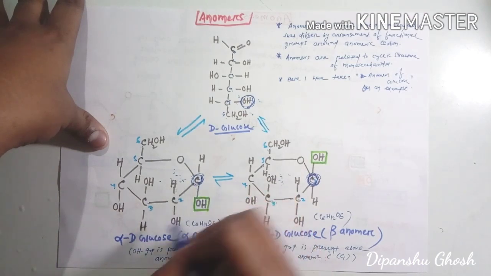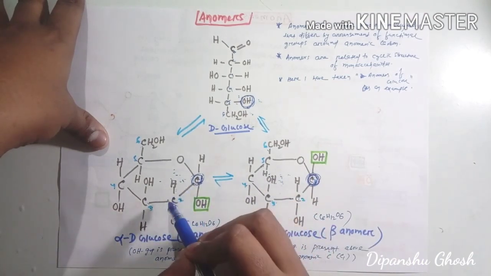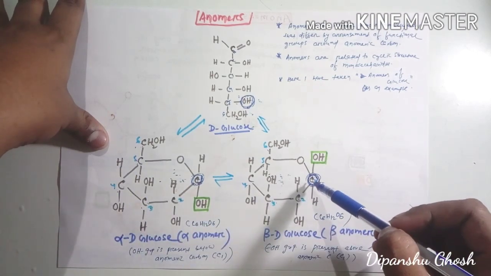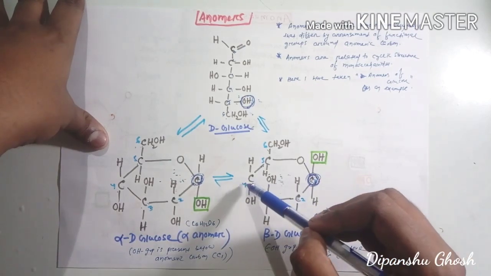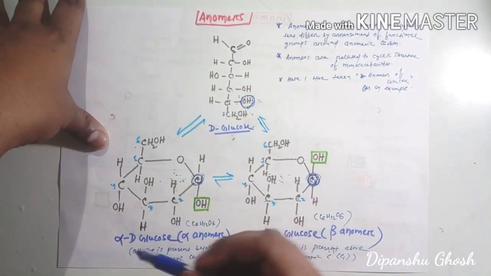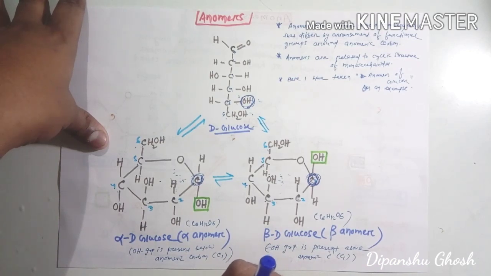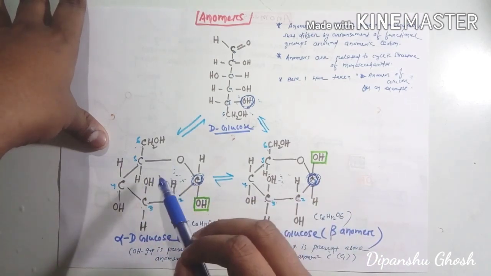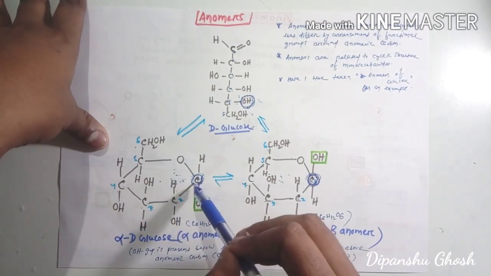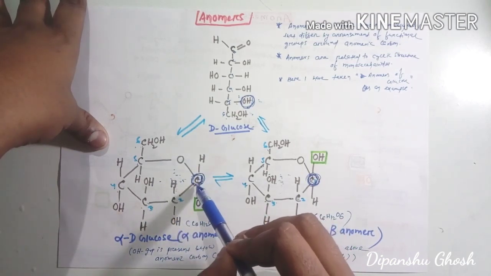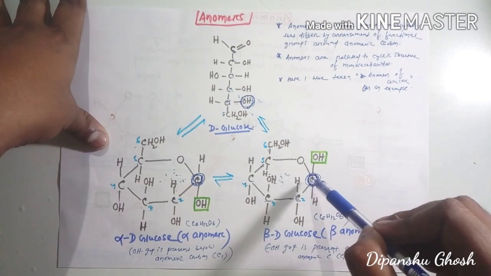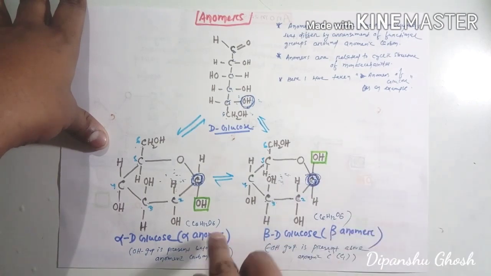If we number the carbons in this structure, this will be the first carbon, this the second carbon, this the third carbon, this the fourth carbon, this the fifth carbon, this the sixth carbon. And in the second ring structure, this is the first carbon, second, third, fourth, fifth, sixth carbon, right? One thing you must remember, the first carbon of the ring will always be your anomeric carbon, right? So for the first cyclic structure of the glucose molecule, this is carbon number 1, the anomeric carbon for this ring structure. And for this ring structure, as this carbon is carbon number 1, this is your anomeric carbon, right?